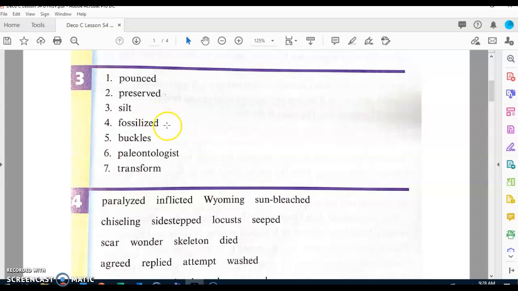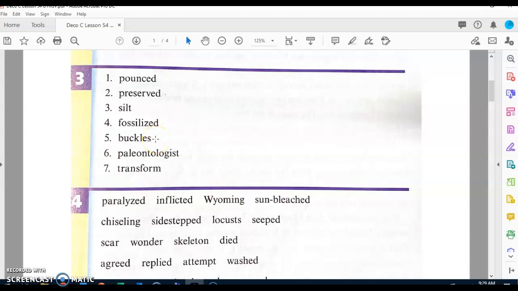Touch word number 4. Fossilized. A fossil is the remains of a living thing from a past geological age. Everybody, what is a fossil? Think about it. Get ready. The remains of a living thing from a past geological age. When something is fossilized, it has become a fossil.